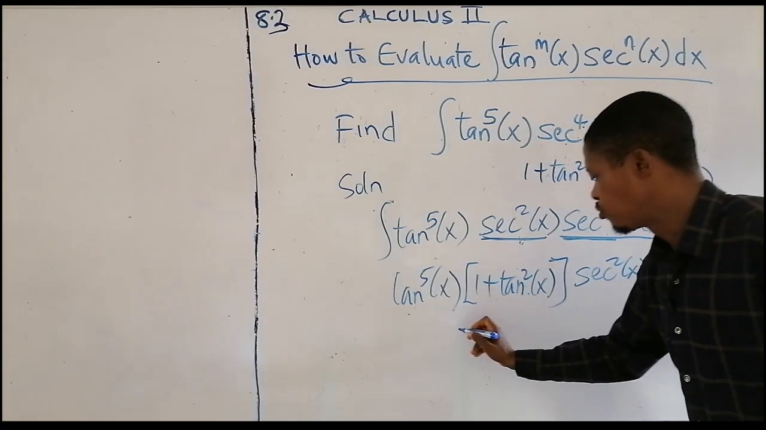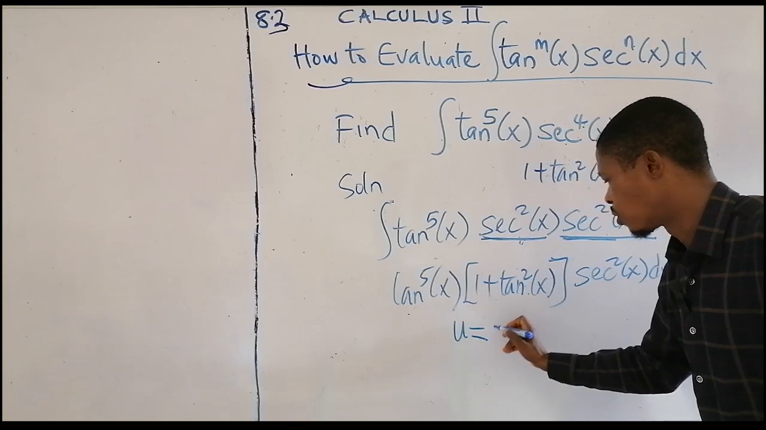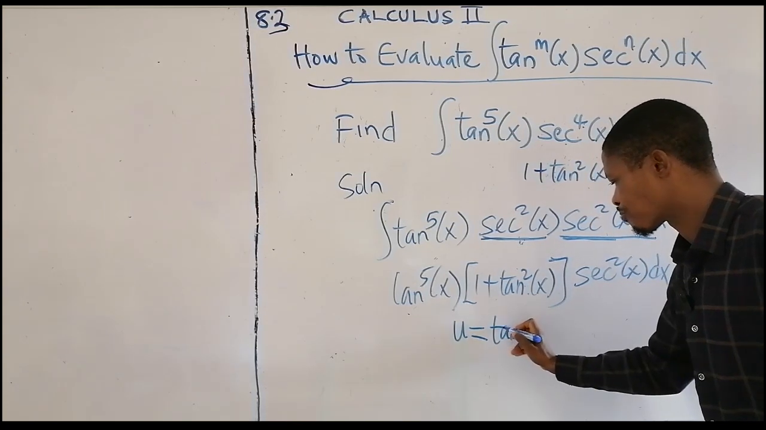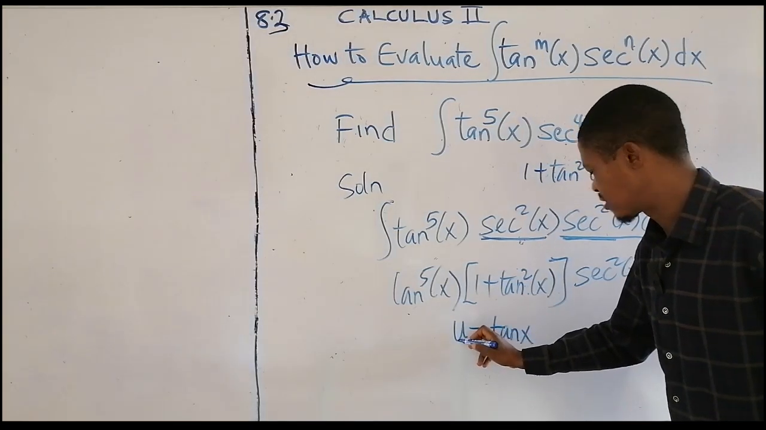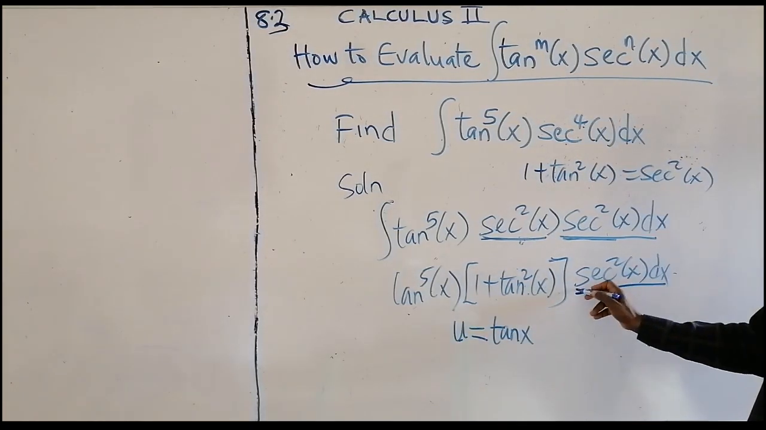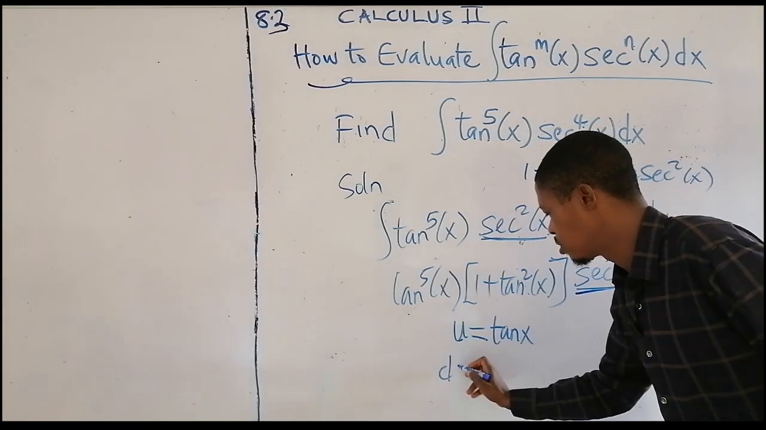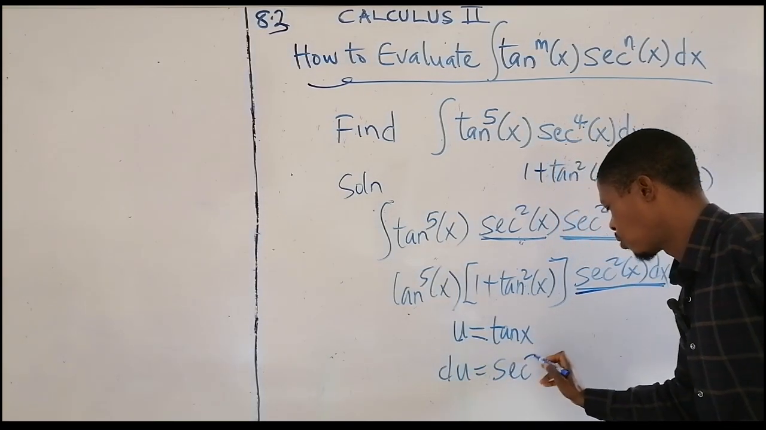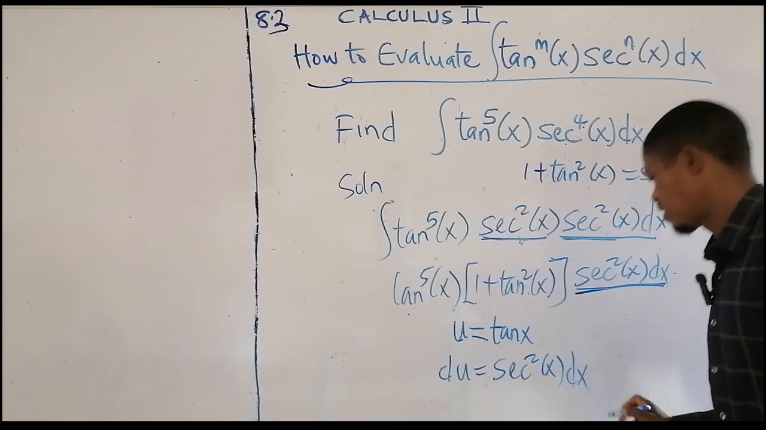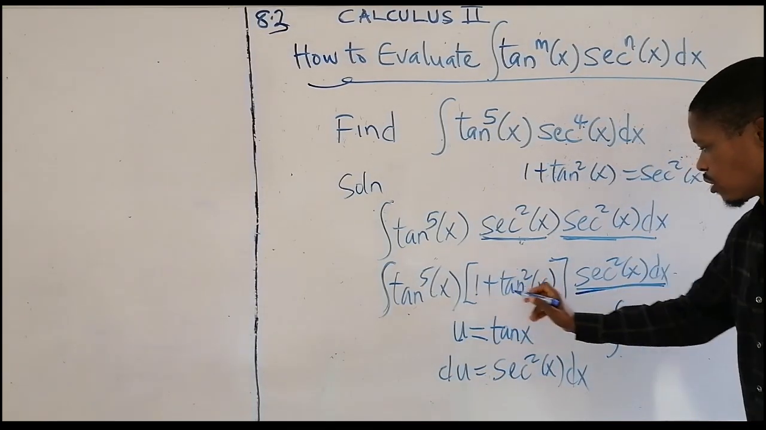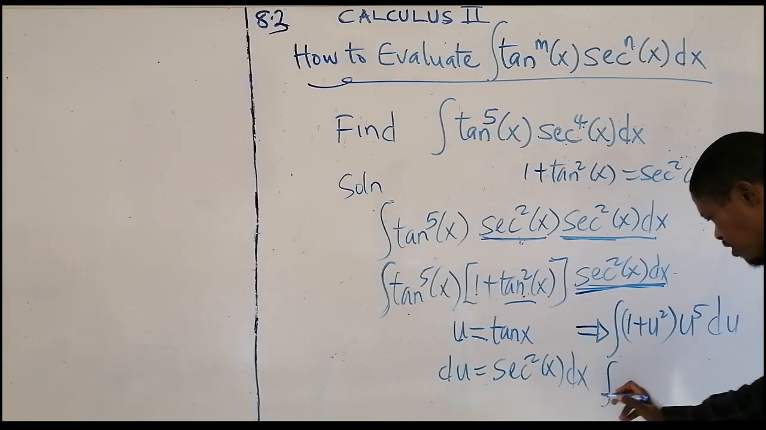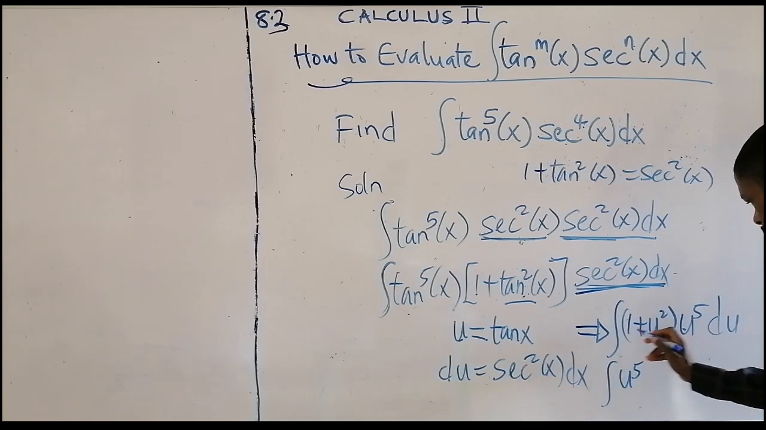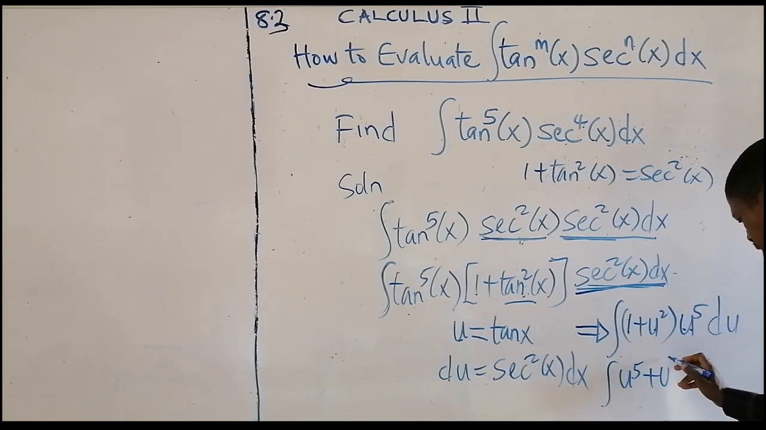Then the next thing to do is to do your u-substitution. Let u be equal to tan x, such that the moment we differentiate this, we have du equal to sec square x dx, which is the one we are keeping here. We are going to have 1 plus u square, and this one is u to the power 5. Do the expansion: that will be u to the power 5, plus this one times this one times this one, that's u to the power 7, du.